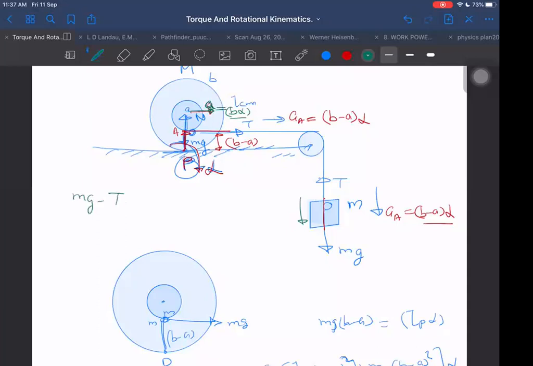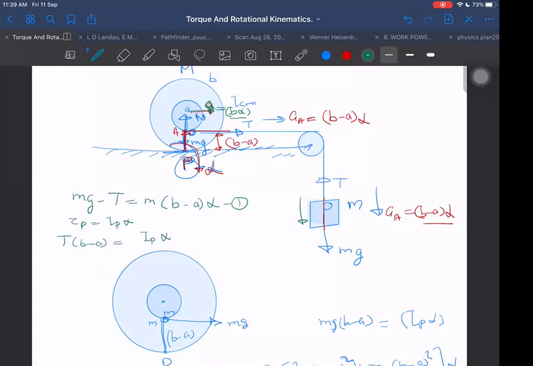So there we were. Mg minus T is equal to M into B minus A into alpha. That is one equation. The second equation is torque about point P. Torque about P is equal to I about P into alpha. What is torque about P? T into B minus A. That is equal to IP for the spool into alpha. What is IP?